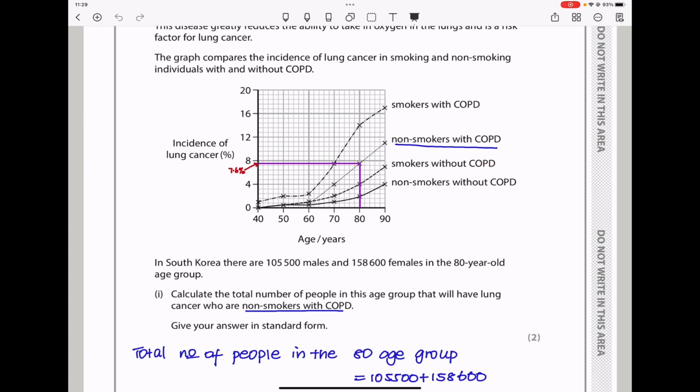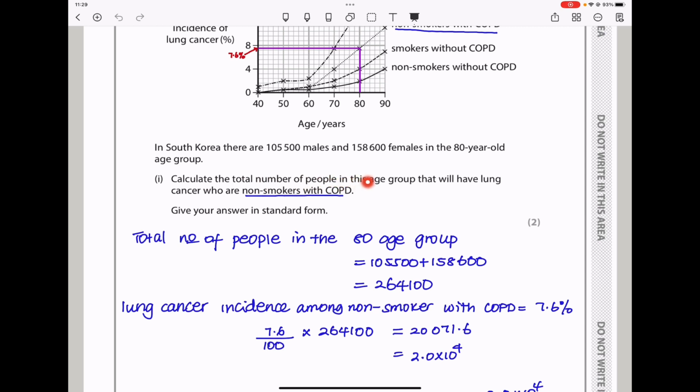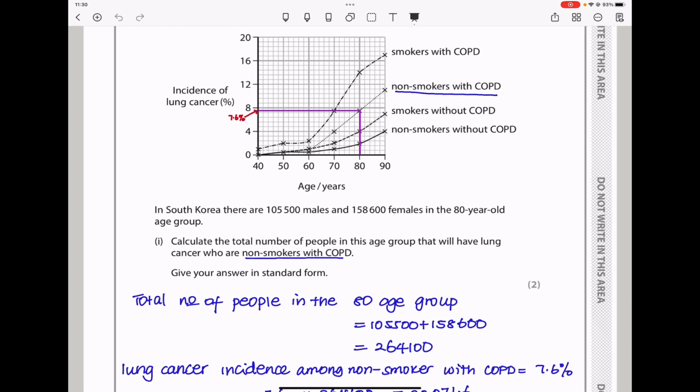And when we compare smokers and non-smokers, we can see for those without COPD, smokers have a high incidence, and those with COPD, smokers have a high incidence. So if you're a smoker, there is a higher chance of getting lung cancer. In South Korea, there are 105,500 males and 158,600 females in the 80-year-old age group. Calculate the total number of people in this age group that will have lung cancer who are non-smokers with COPD. So I came to the graph at 80, non-smokers with COPD, which corresponds to that, and my percentage was 7.6%.